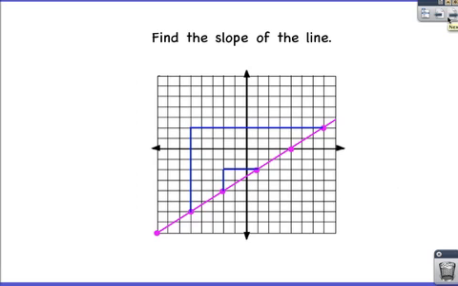Now you try. Pause the movie to find the slope of this line on your own and resume when you're ready.